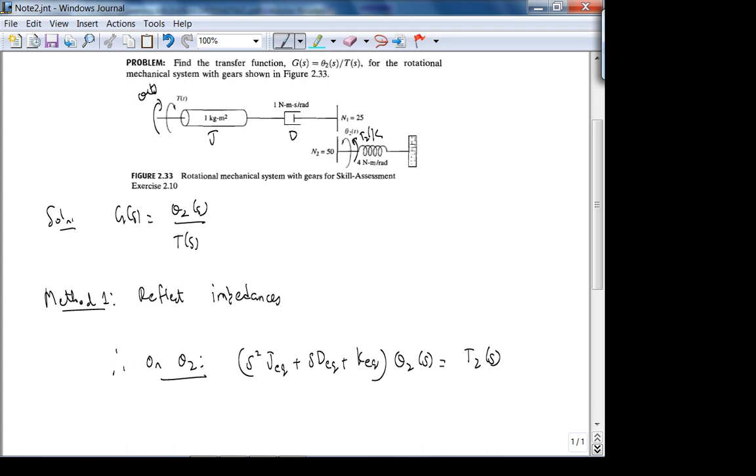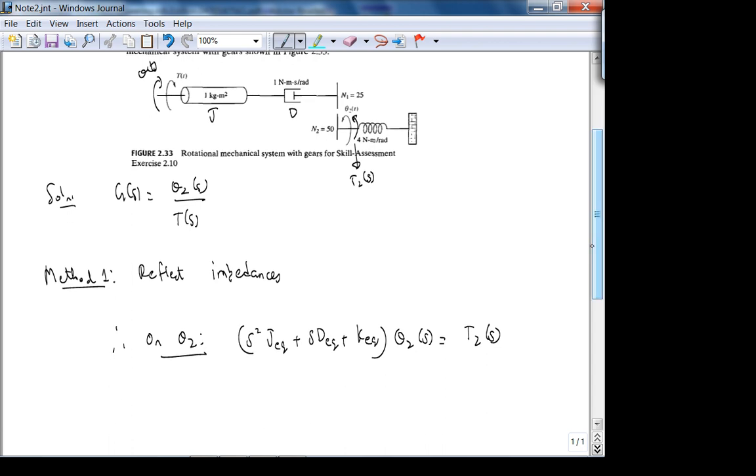So this torque over here, I really shouldn't write it like that, so let me call this T2 of s. So what's J_eq? What's the equivalent inertia on this axis? It's the number of teeth on the destination shaft divided by the number of teeth on the source shaft, squared, times J. Notice again, no numbers, only symbols. Plus s, the same thing for D. What's K_eq? It's just K, simply K times theta 2.